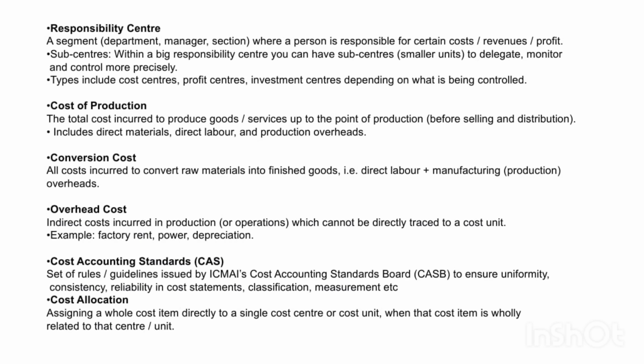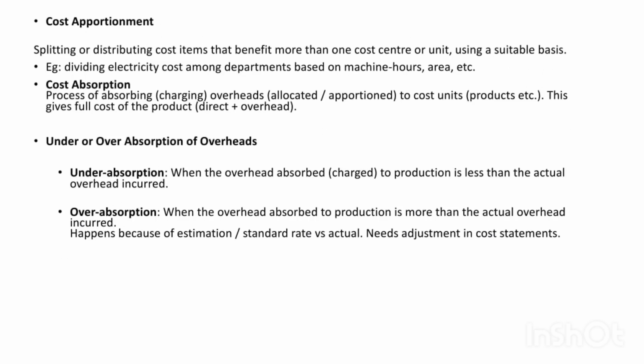The next topic is cost of production. This is the total cost to produce goods or service, including direct materials, direct labor, and production overheads before selling expenses. Next one is conversion cost. Conversion cost is the addition or the total of direct labor and production overheads. Basically, the cost to convert raw materials into finished goods is what conversion cost is about.